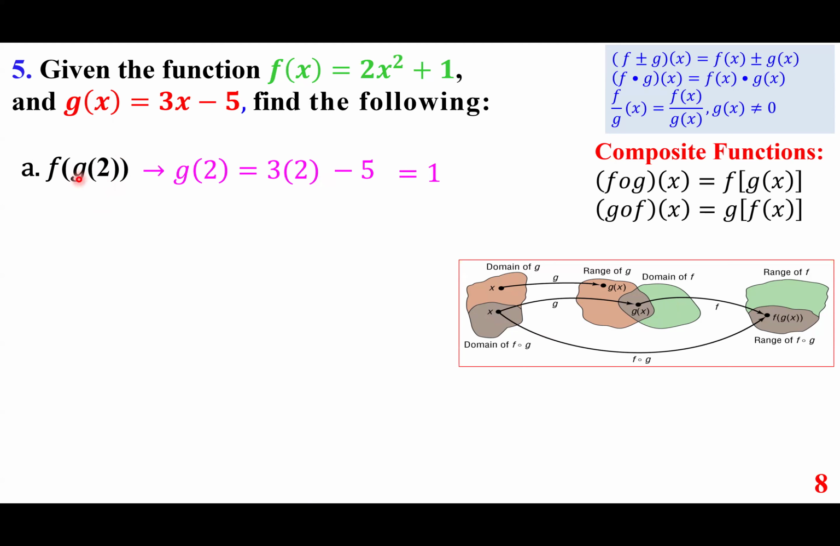So what is f of g of 2? You want f of 1. 1 goes into the f function, becomes 2 times 1 squared plus 1. 1 times 2 is 2, plus 1 becomes 3.